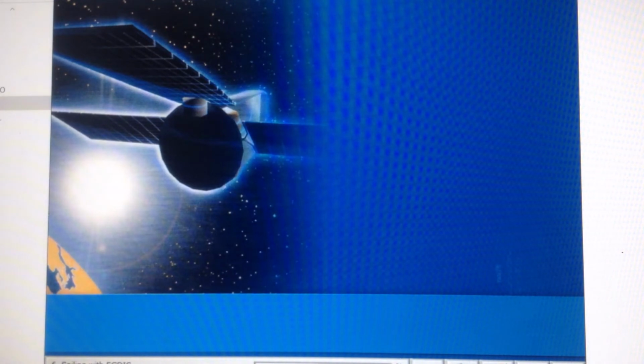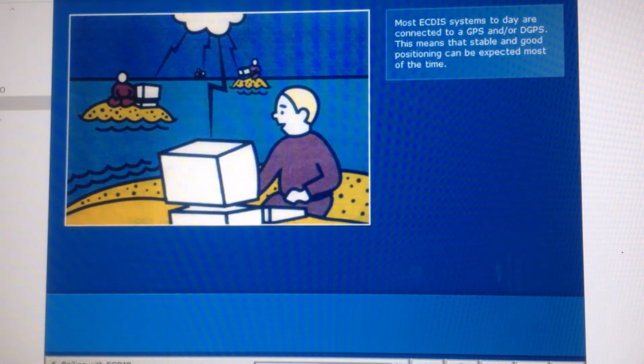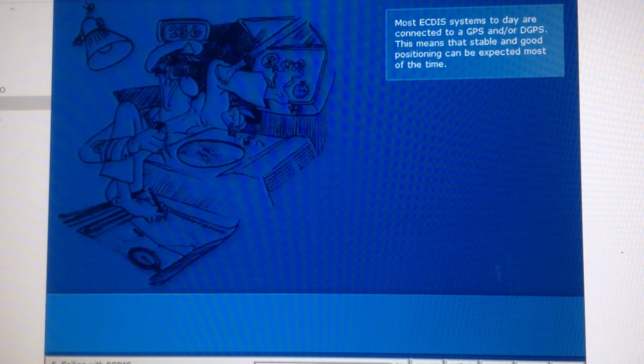ECDIS systems accept position input from a number of positioning devices as well as dead reckoning. Most ECDIS systems today are connected to a GPS and/or DGPS. This means that stable and good positioning can be expected most of the time. However, the navigator should never forget to check his position as often as practicable by all available means in order to detect any malfunction or inaccuracies in the navigation system used as input to the ECDIS.